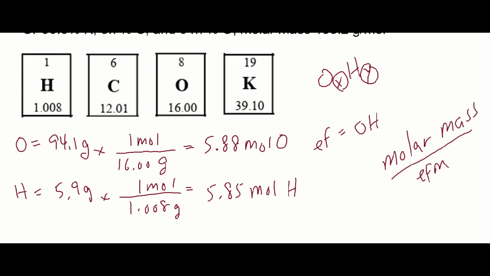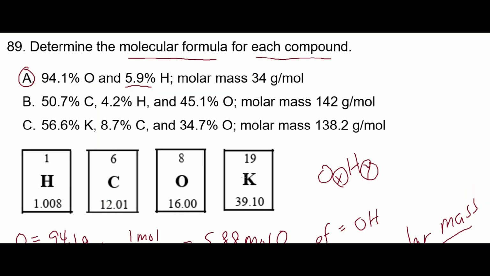So let's find the empirical formula mass. Oxygen has a molar mass of 16.00 and hydrogen has a molar mass of 1.01 if we round to 2 decimals. So the empirical formula mass of OH is 17.01 grams per mole. So we're given the molar mass of 34. So the empirical formula mass goes into the molar mass 2 times. So the molecular formula is 2 times the empirical formula. The answer to part A is H2O2, or hydrogen peroxide.